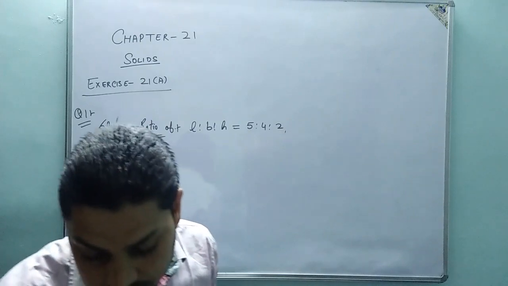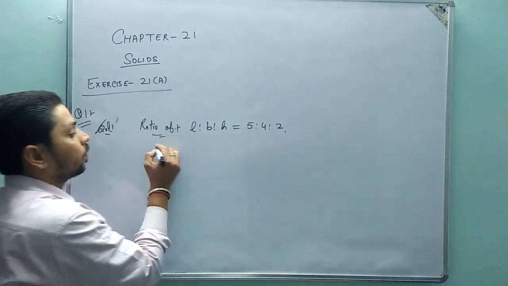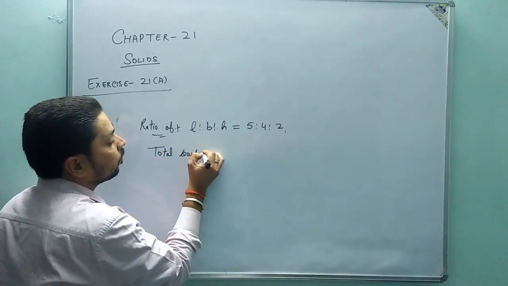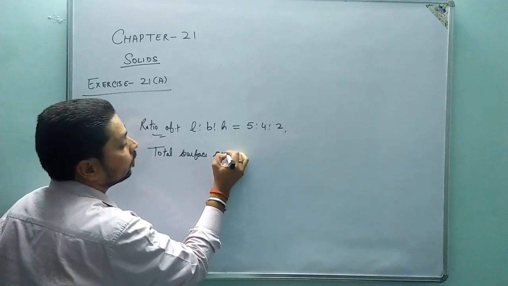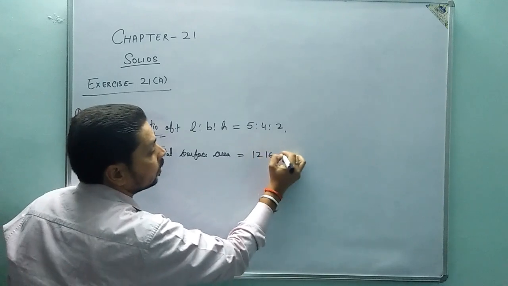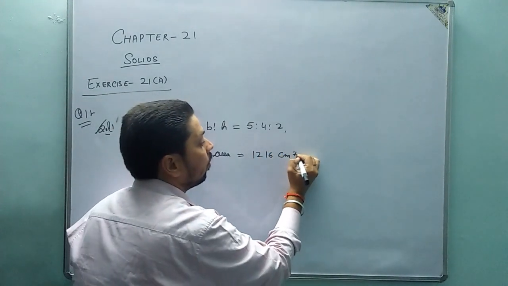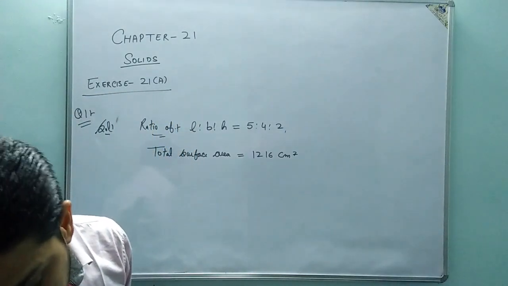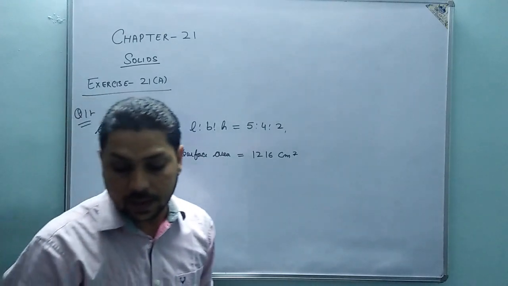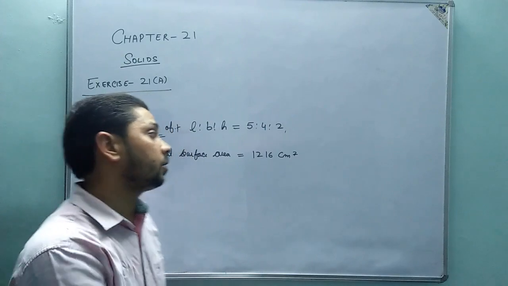If the total surface area is 1216 centimeter square, find the actual length, breadth and height of the solid. We have to find the actual length, breadth and height of the solid.